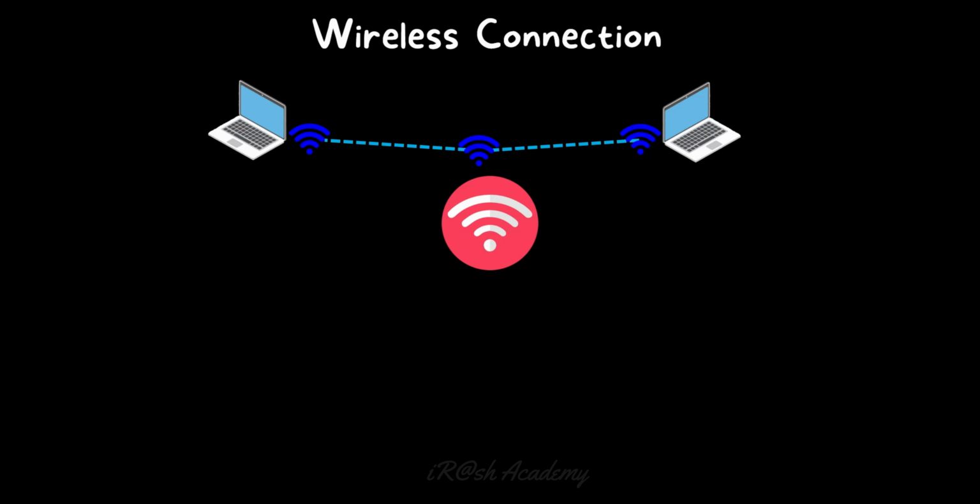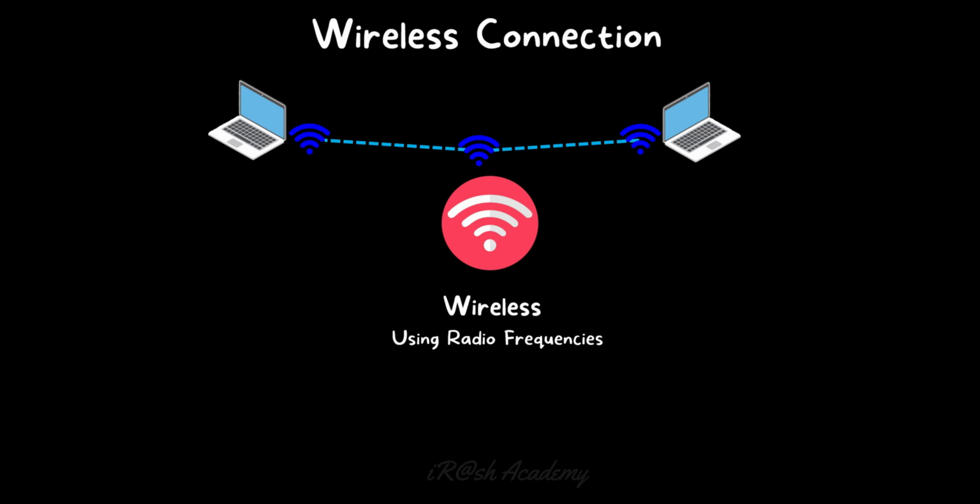Now let's talk about the wireless connection. In the wireless connection, there is no physical connectivity between the network devices. Instead, they use radio frequencies. In this wireless network, there should be one device which allows the other wireless network devices into that network, which is called a wireless router or wireless access point. That is the one sending these radio frequencies.